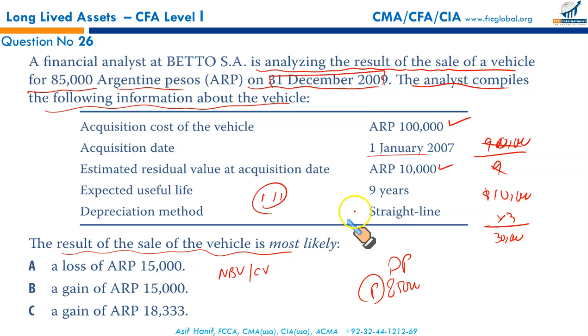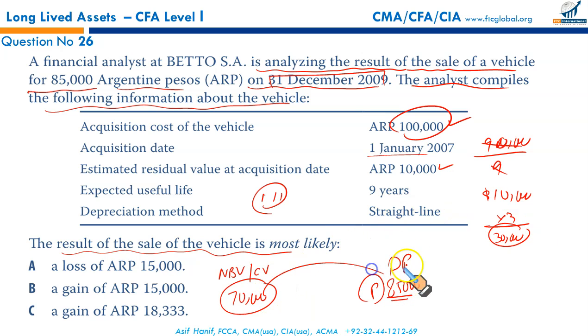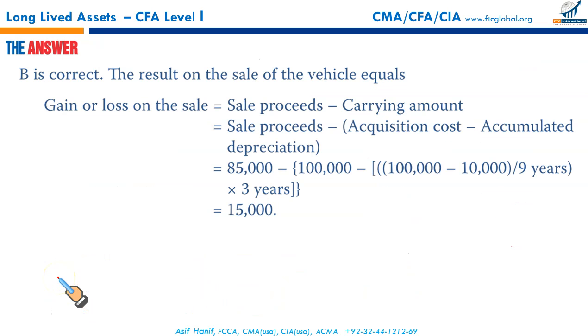So what will be the net book value? Original cost minus 30,000 accumulated depreciation. So net book value is 70,000. So an asset with a net book value of 70,000 is being disposed at 85,000, not dollars, Argentino pesos. So the currency doesn't matter, the numbers do. So the numbers mean a 15,000 gain on disposal. That makes B the correct option.